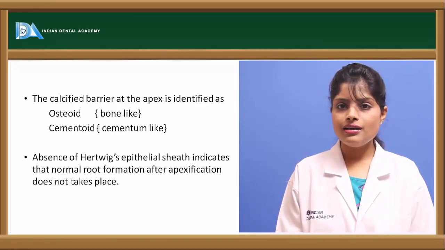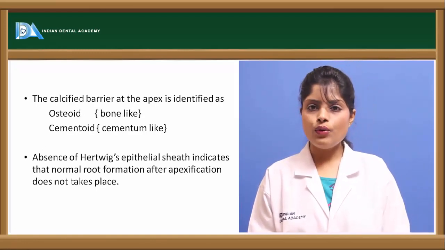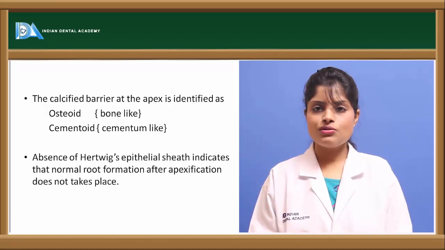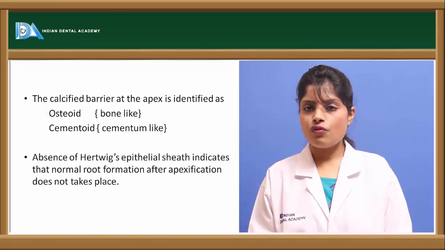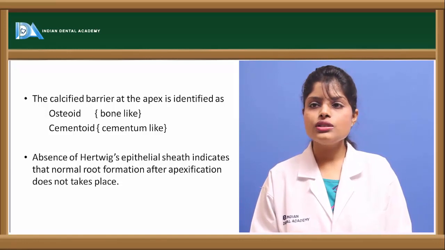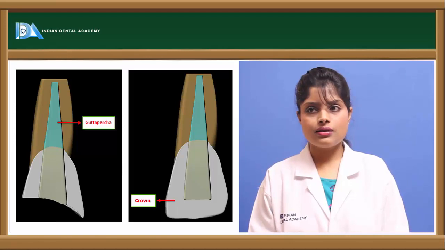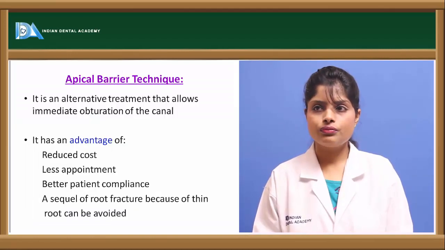The calcific barrier which is obtained can either be of osteoid type, that is, a bone-like matrix, or a cementoid, that is, a cementum-like matrix, as an apical barrier. But there is absence of any Hertwig's epithelial root sheath, which indicates that the normal root end formation cannot take place in the case of non-vital teeth. Finally, the canal and the root can be restored by means of a crown.